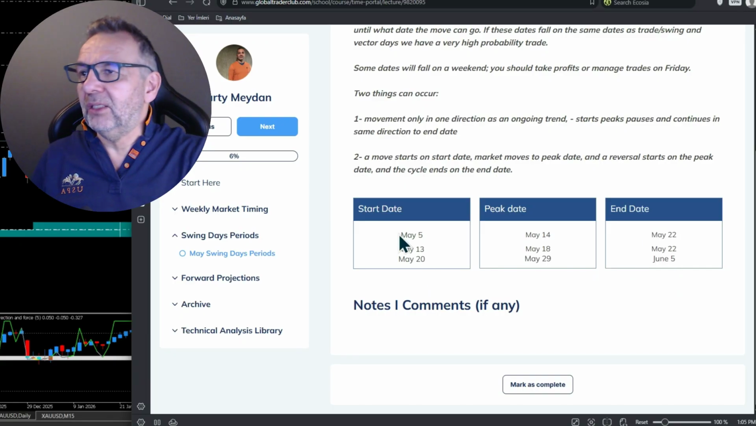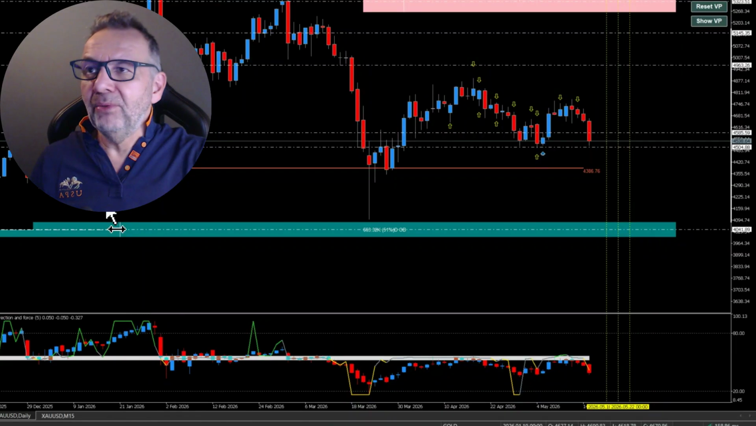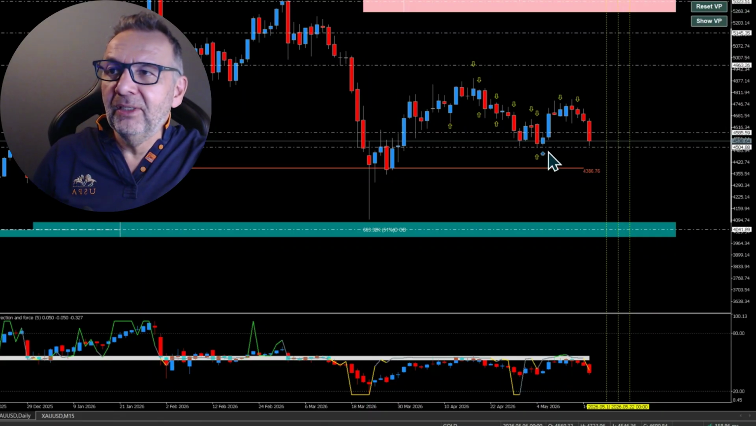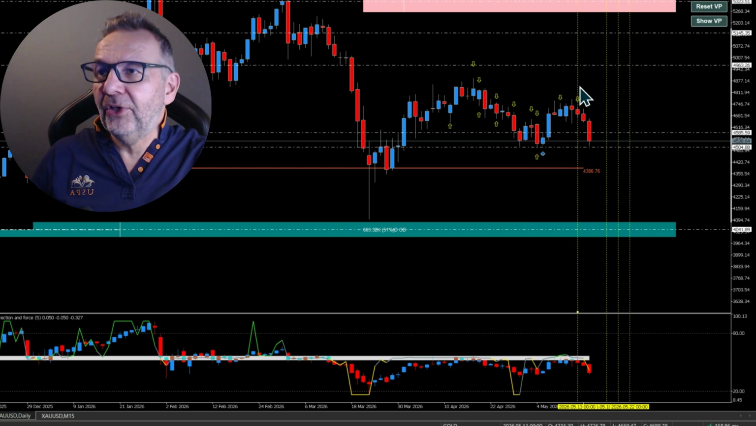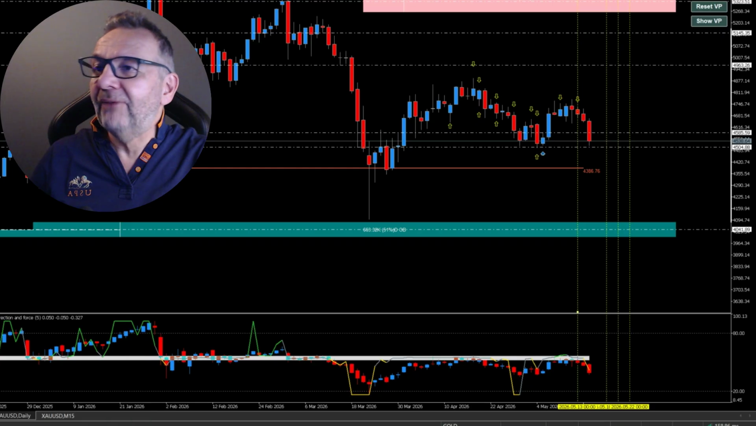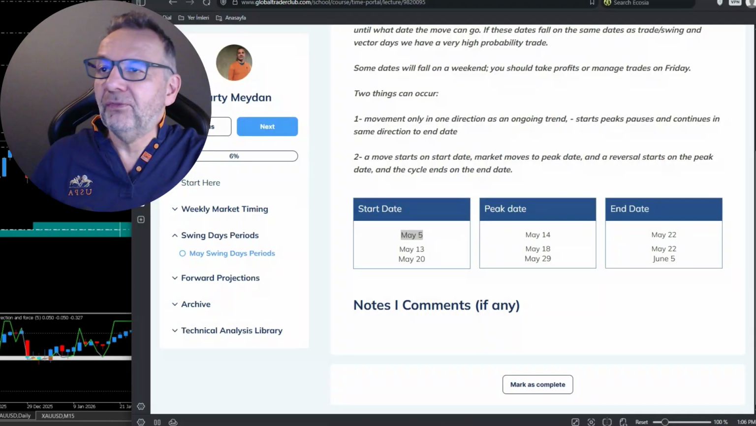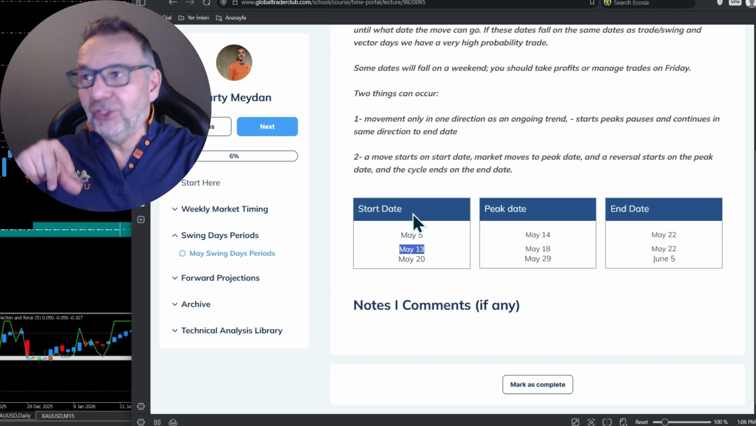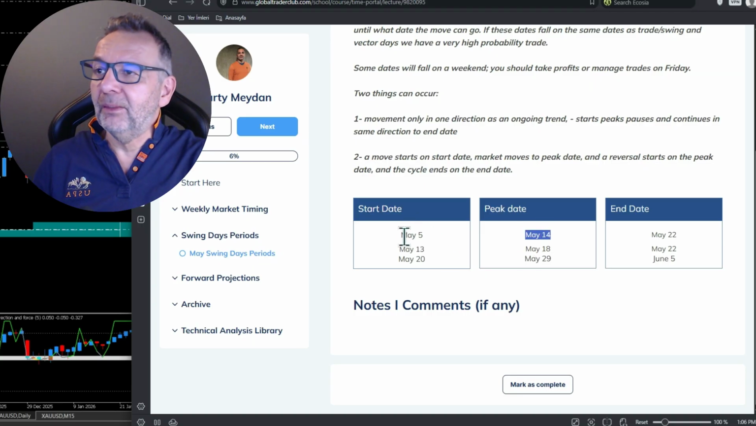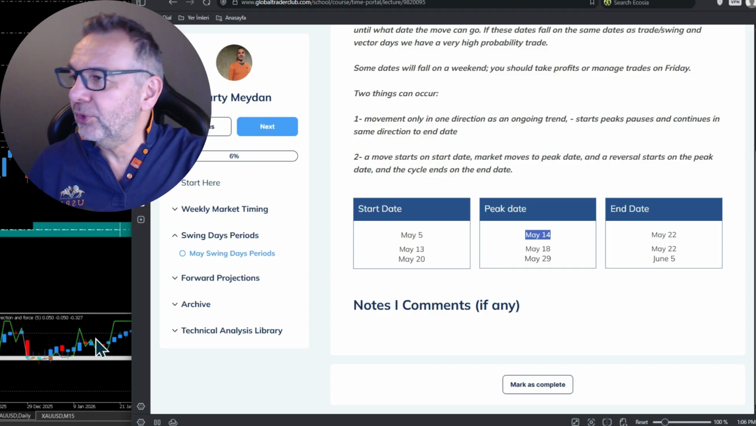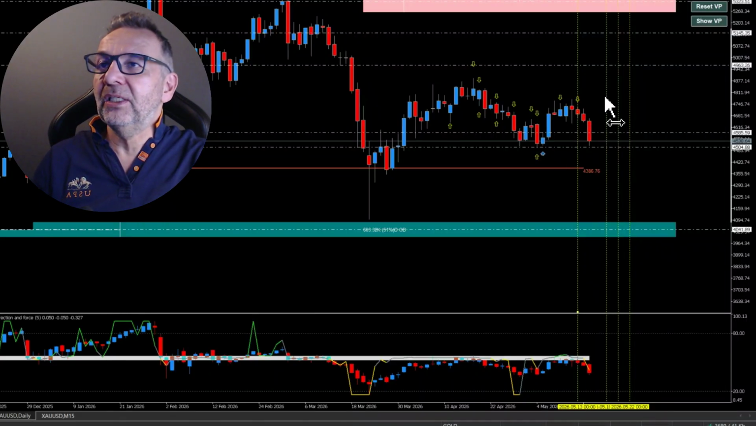So then I'm thinking to myself, I've got May 5. Well, remember, we started on May 5. This blue arrow is May 5. And we went all the way into the 13th. That's your 13th, remember? Why do I have that 13th there? Because I've got May 13 starting a new cycle, and May 5 peaked out on the 14th. And this is your 13.